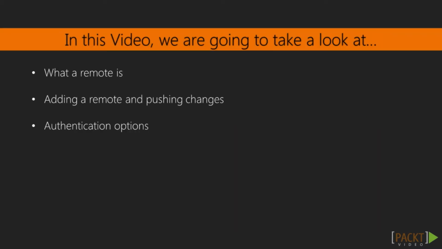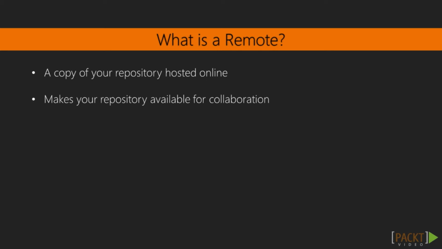First, we'll get a brief overview of what a remote is. After that, we'll see how to create one and push changes to it. Then we'll talk briefly about our authentication options. So what do we mean when we say remote? In this case, the term is actually short for a remote repository. It's really just a copy of your project that's hosted on the internet somewhere. They are typically found on GitHub and other well-known Git hosting services such as Bitbucket, Beanstalk, and Codebase, although technically any computer can act as a remote Git server.